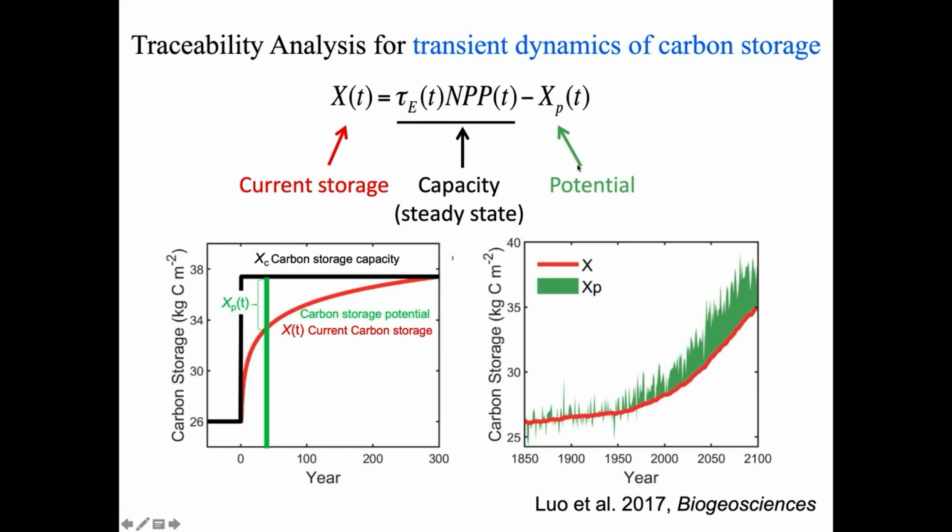The above cases are based on the steady-state assumption, so you may ask, how to apply the traceability analysis on the transient dynamic of carbon storage? As shown in this equation, we further define a third term called carbon storage potential to allow the traceability analysis for analyzing the long-term dynamic of carbon storage. As shown by the right panel, we can see that the carbon storage potential varies over time.